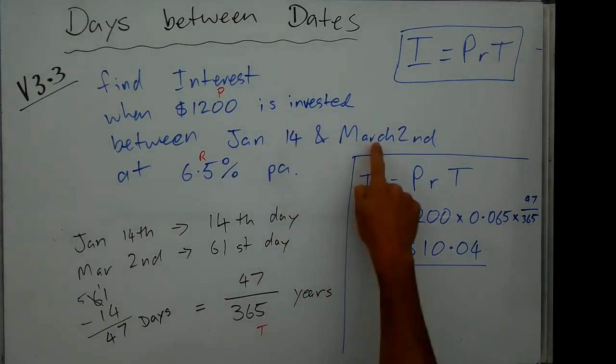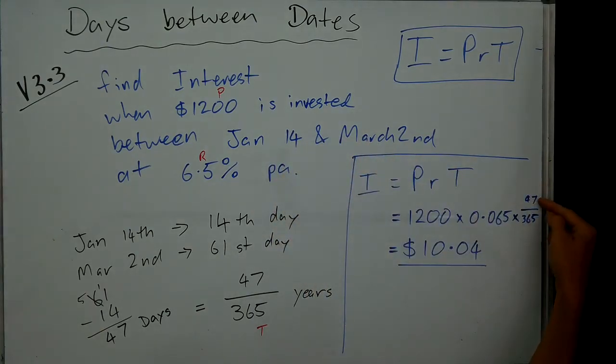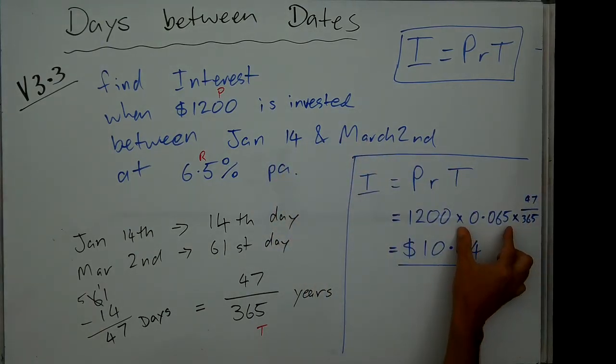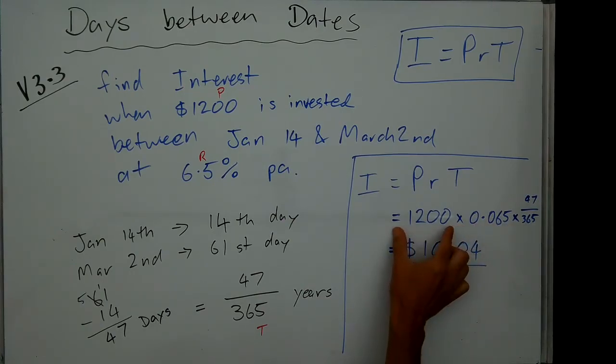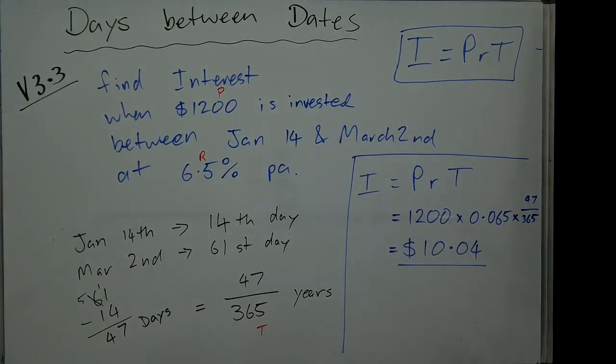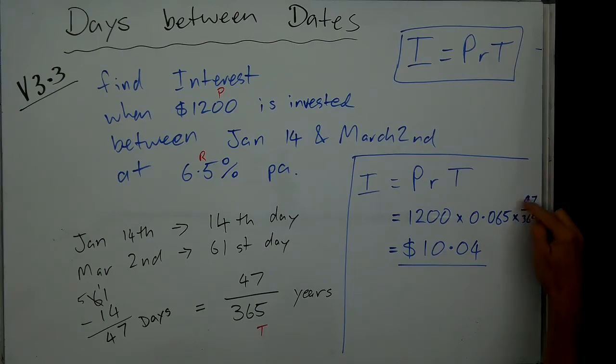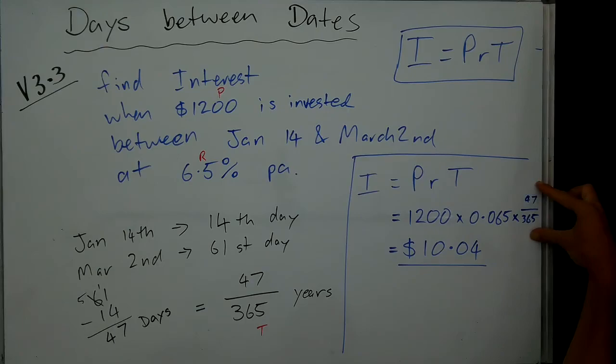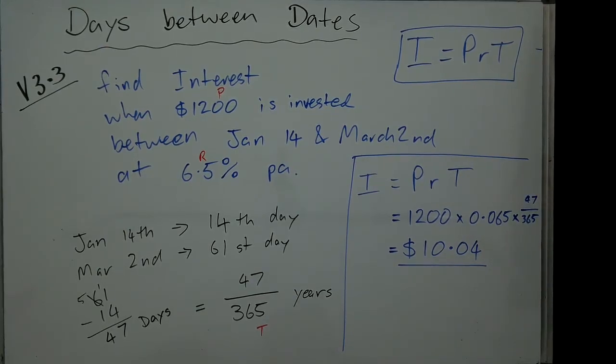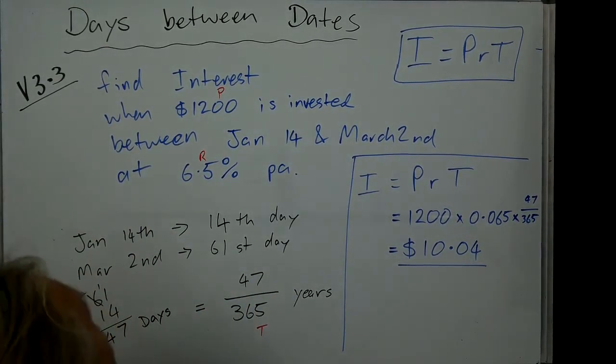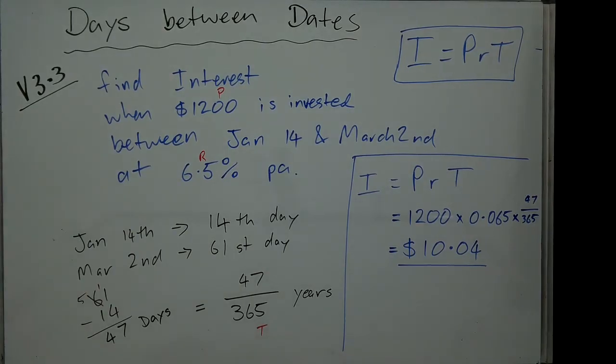So between those dates, it was a period of 47 days. We earned this much interest on this much invested. But the important thing is to understand that we are making this many days into a proportion of a year by making a fraction. Okay, so that's where this one's going to end. I told you it would be short.